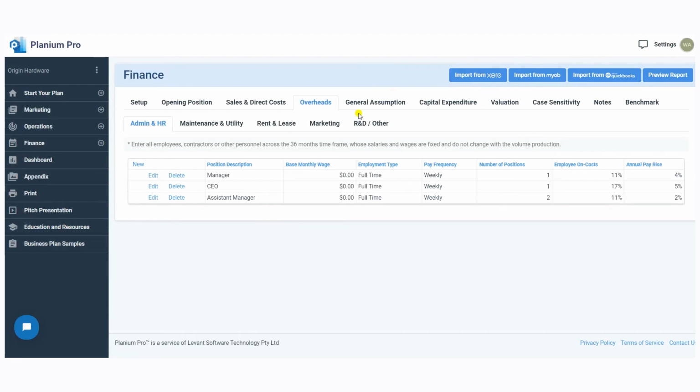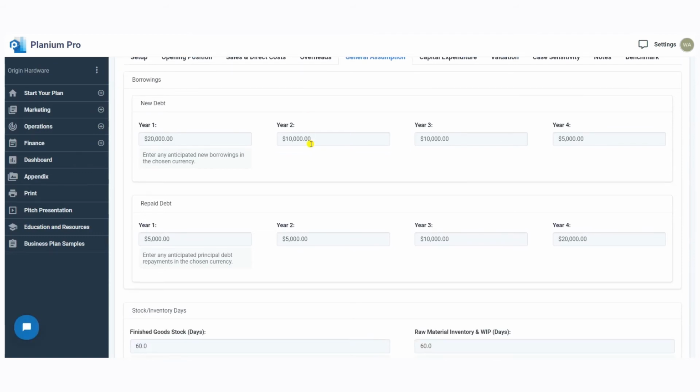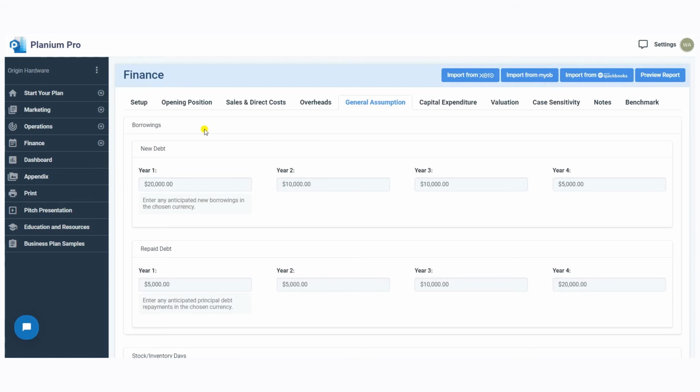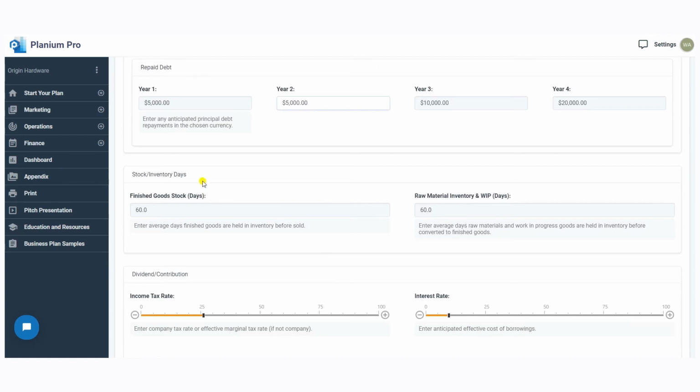Now that your current financial position is set, you need to make future assumptions in your financial model and project how the business will perform. It is important to input accurate and reasonable assumptions for the business, as these business projections will drive the rest of the financial model. Firstly, you have assumptions regarding the borrowings in the next 4 years, such as new debt and repaid debt. Secondly, you include assumptions about the stock and inventory days, which include finished goods stock and raw material inventory, and WIP.